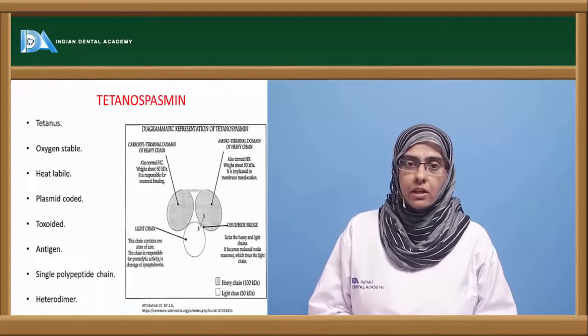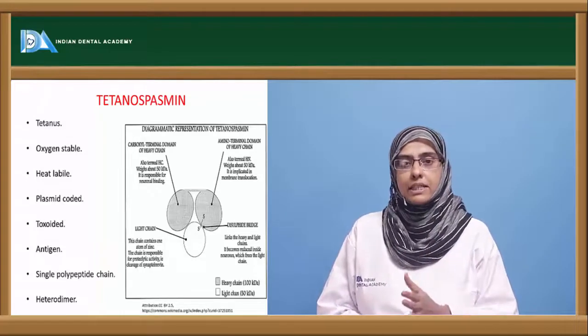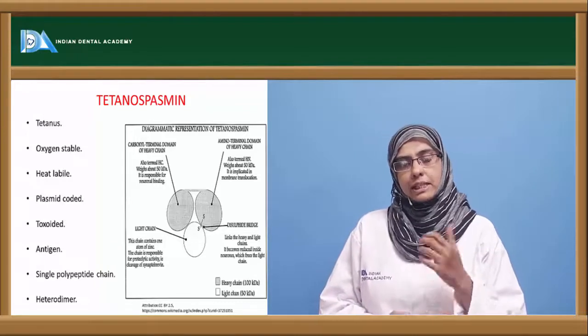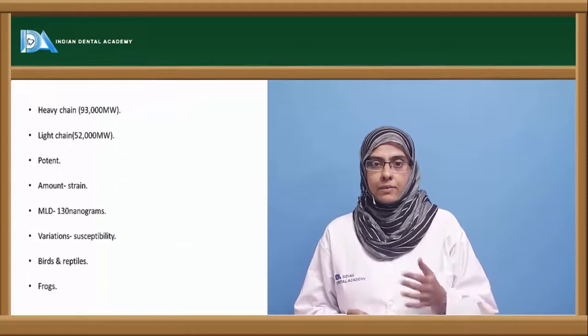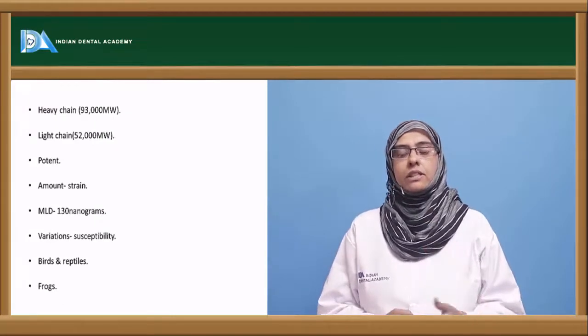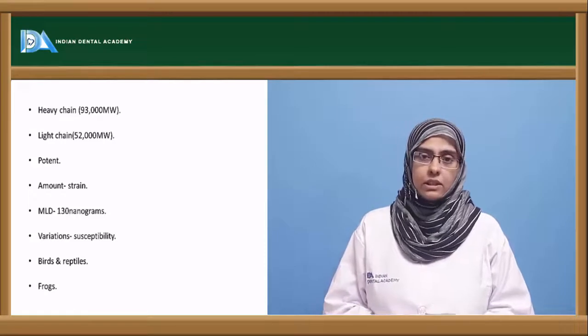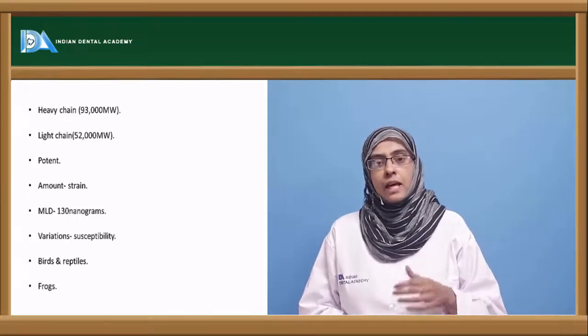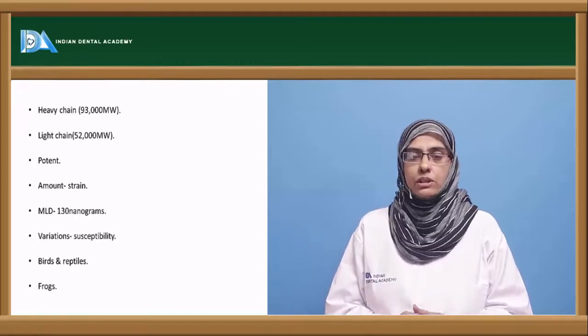When released, the toxin is usually released as a single polypeptide chain, which gets cleaved to form a heterodimer having a heavy chain and a light chain. The heavy chain has a molecular weight of about 93,000 Daltons, whereas the light chain consists of about 52,000 Daltons.